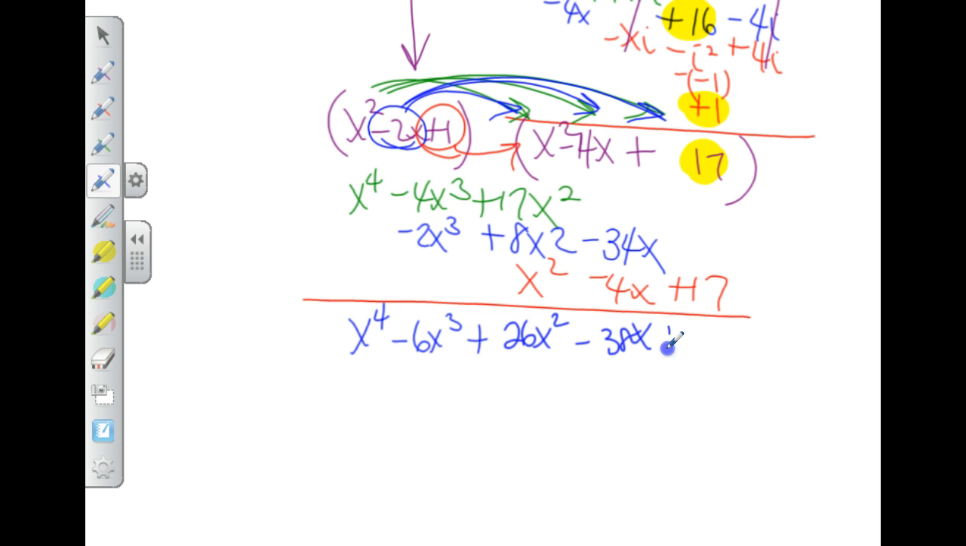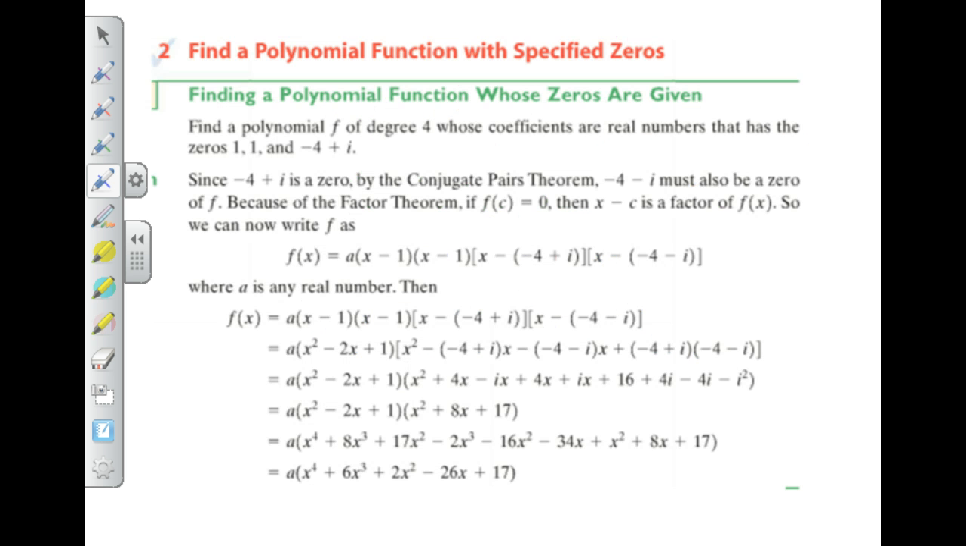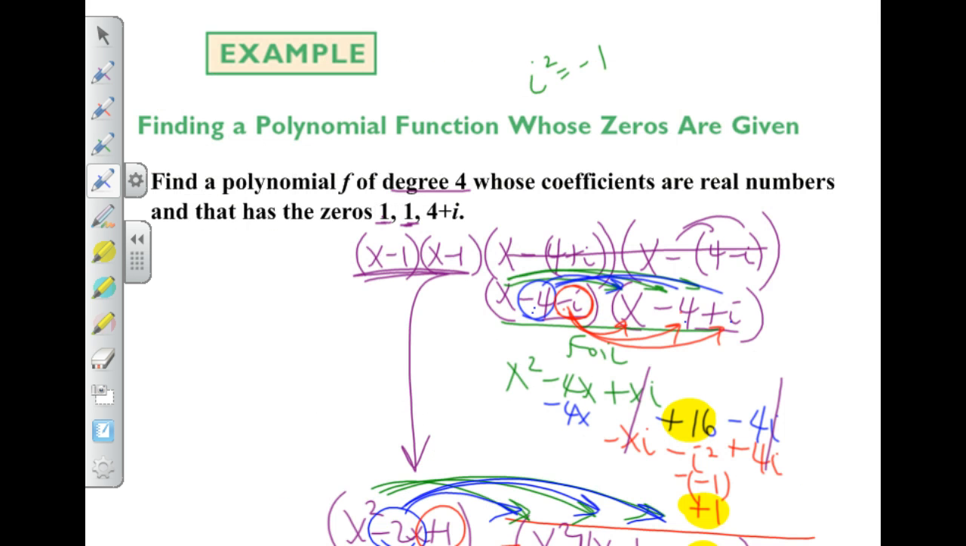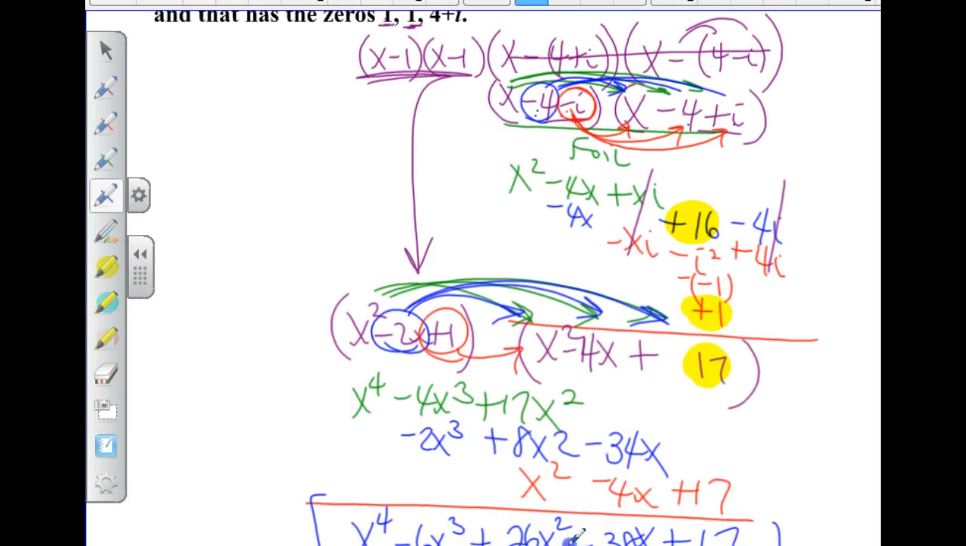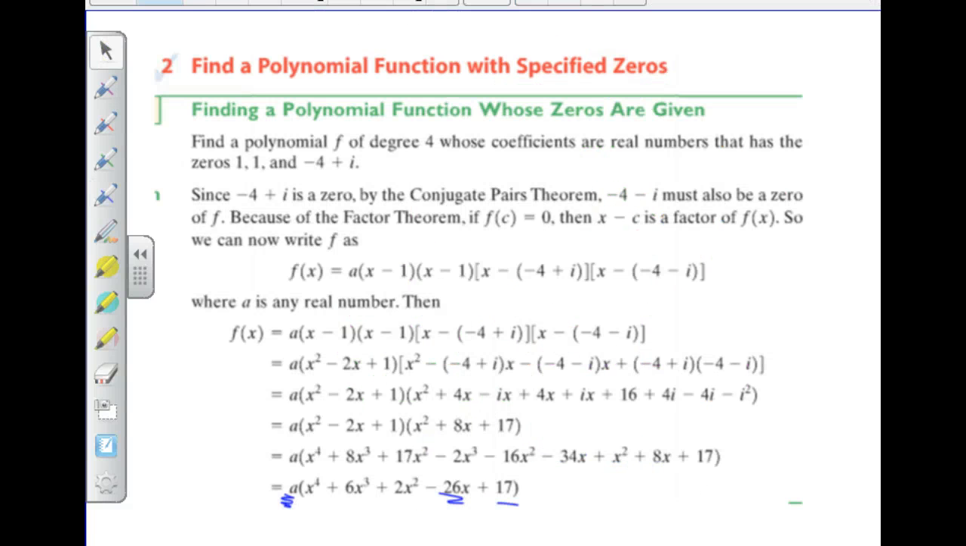38, I feel like I made a mistake somewhere, but hopefully that's correct. You get the gist. Hey, they have a value of A up front. Let's see, 26 and 17. Is that what I meant? Holy cow. Let's see. Yeah, I have a negative 38x. How did that happen? It's not what they had, is it?